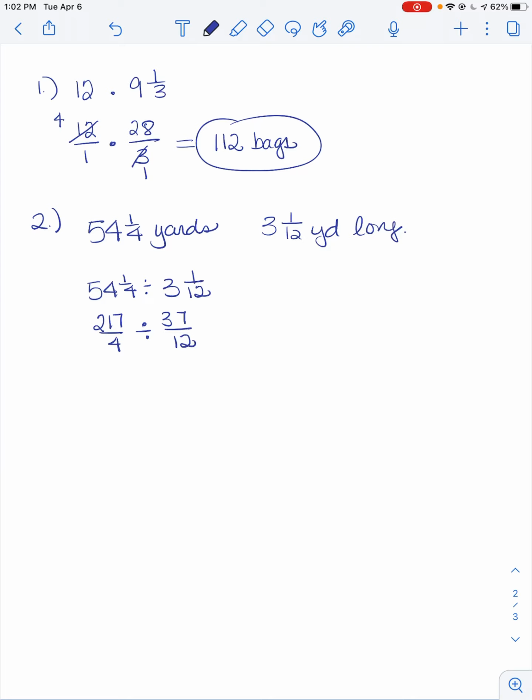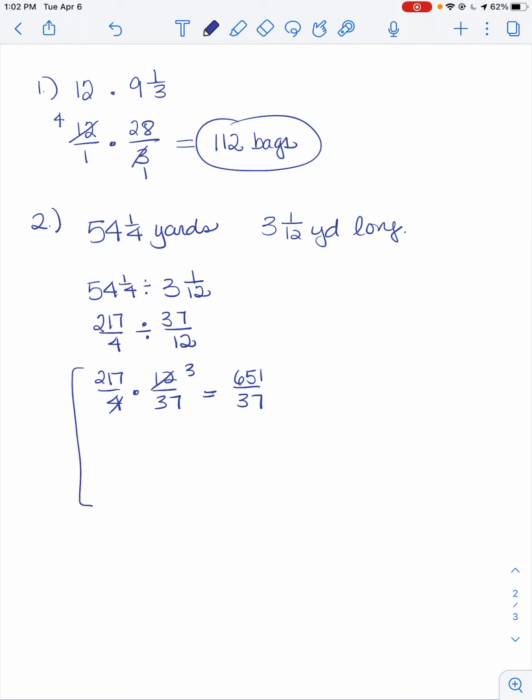Now, there are a couple different ways to actually do this division. You can either use the flip and multiply technique, which will work. That would be 217 over 4 times 12 over 37. You can cancel, and you'll come out with 651 over 37.